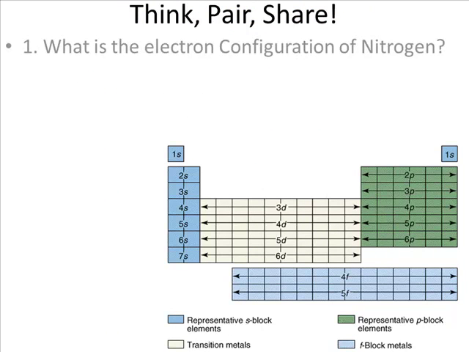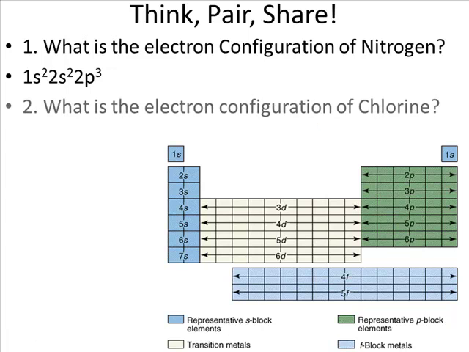Your turn. Try and do it for nitrogen. Go ahead and pause. When you think you have the answer, go ahead and hit play again. It should be 1s2, 2s2, 2p3. If you didn't get that, see if you can figure out why. If not, ask someone. Find your teacher. Say, all right, what did I do wrong?